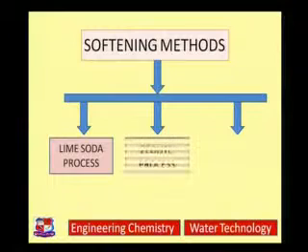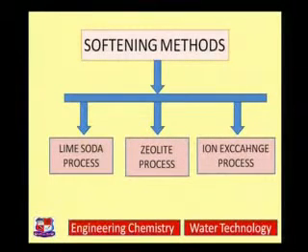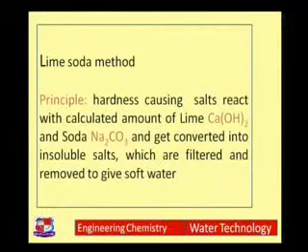and we will be dealing one by one with all these processes: lime soda, zeolite and ion exchange process. First of all, we will be dealing with all these methods in terms of their principle, in terms of their process, what are the stoichiometry, if a numerical problem or chemical calculation is to be done, then that also will be included, and advantages and disadvantages of these methods.